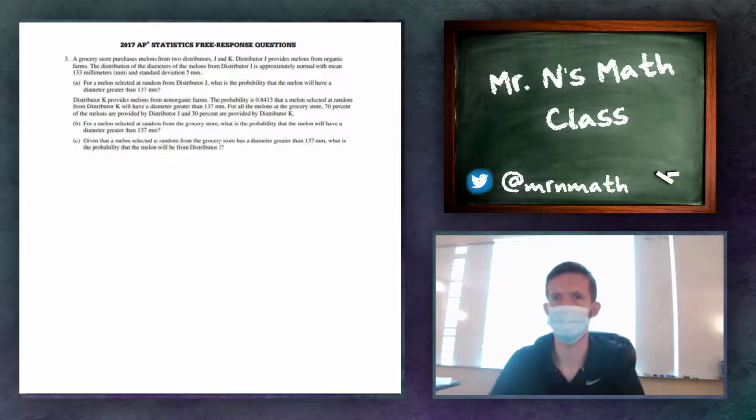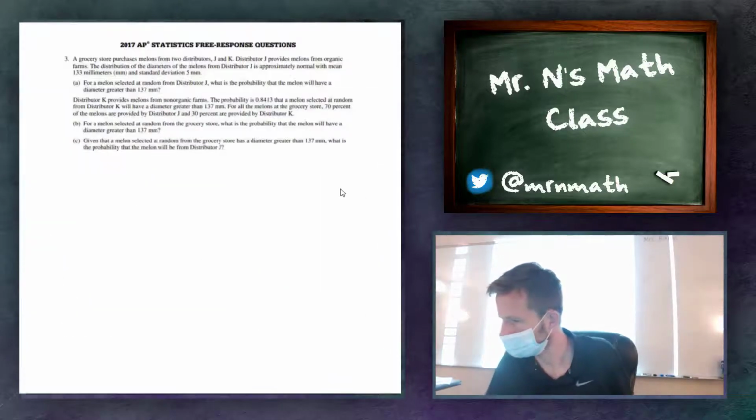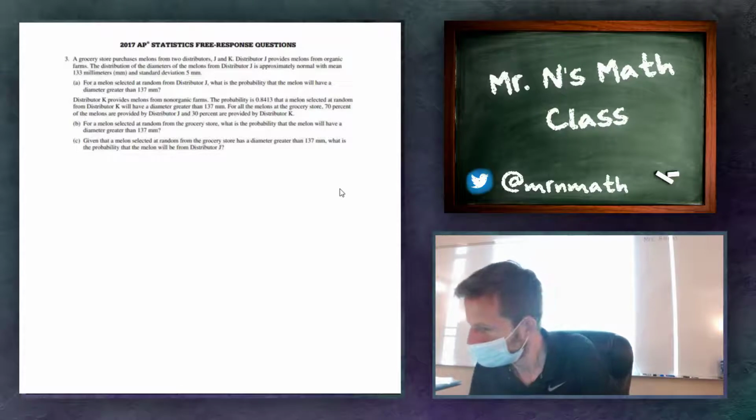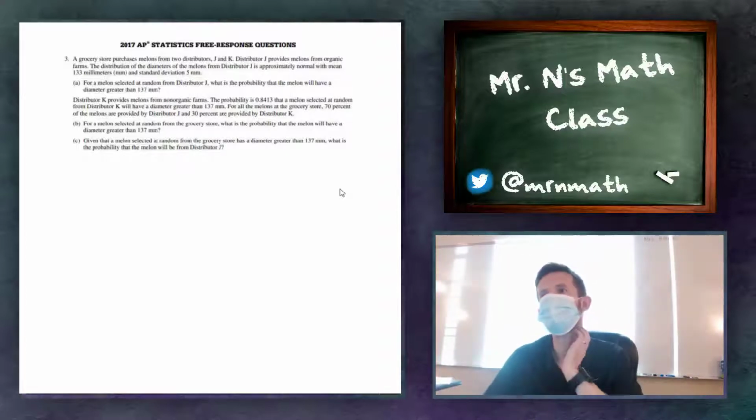I want to show you how to do this on the Inspire, and then I want to show you how to do this using the Stapplet app. So we know that the melons from distributor J are normally distributed with a mean of 133 and a standard deviation of 5. And I want to know what's the probability that the melon will have a diameter greater than 137. What's the menu we're going to use there?